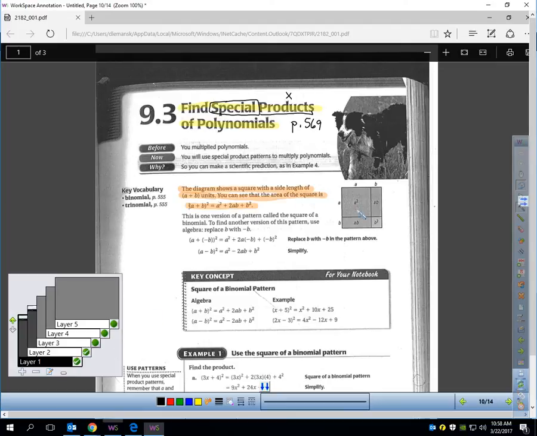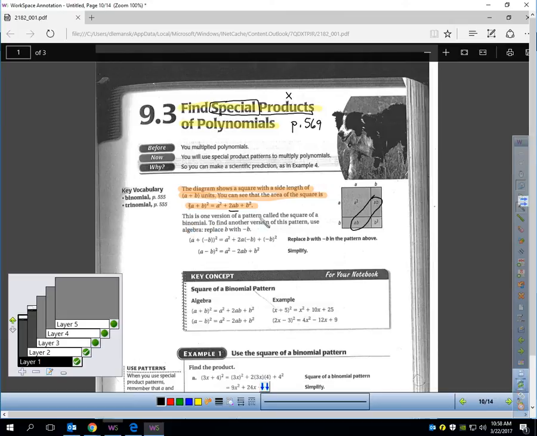The diagram at the right shows a square with a side length of a plus b units. So you notice the top is a plus b and the bottom is a plus b units. You can see that the area of the square is a squared plus 2ab plus b squared. Let's take a look at that. A times a is a squared, a times b is ab. Here, b times the a is ab and b times b is b squared. So you can see here's my a squared. Here are my two ab's. Let me circle them. There's my two ab's, and there's my b squared.